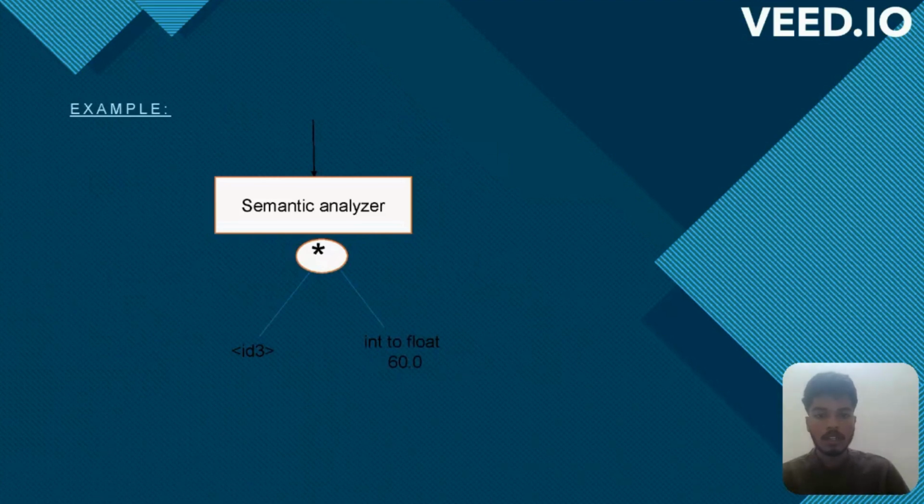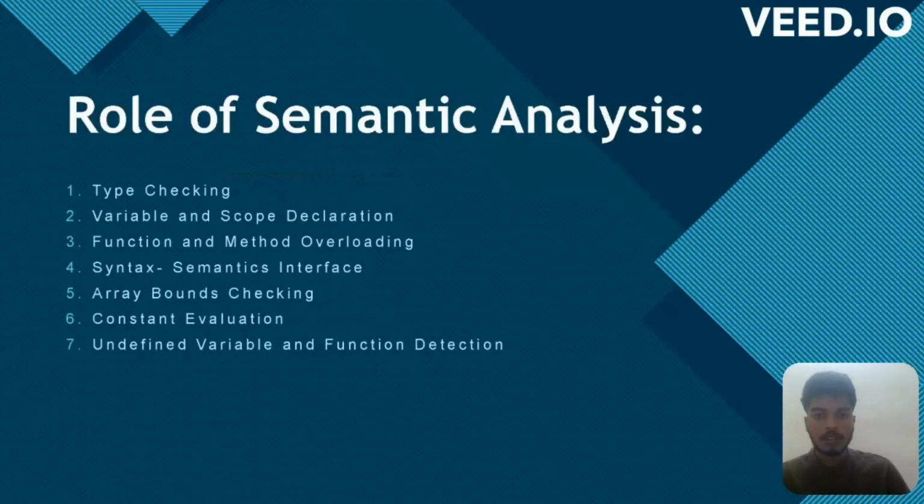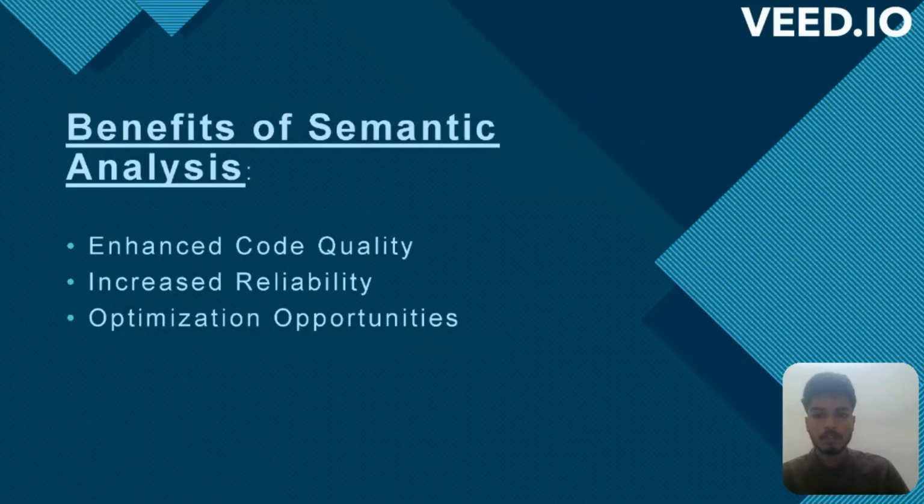Multiply symbol ID3 multiply into to float. It converts the int to float. This float means any digit followed by point 0. Role of semantic analysis: type checking, variable or scope declaration, function and method overloading, syntax semantics interface, array bounds checking, constant evaluation, undefined variable and function detection.